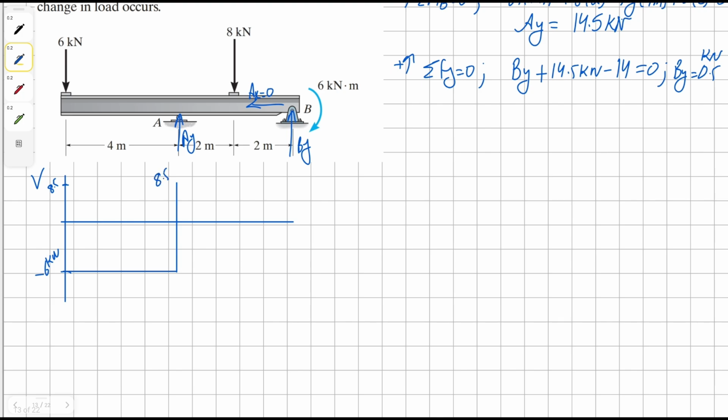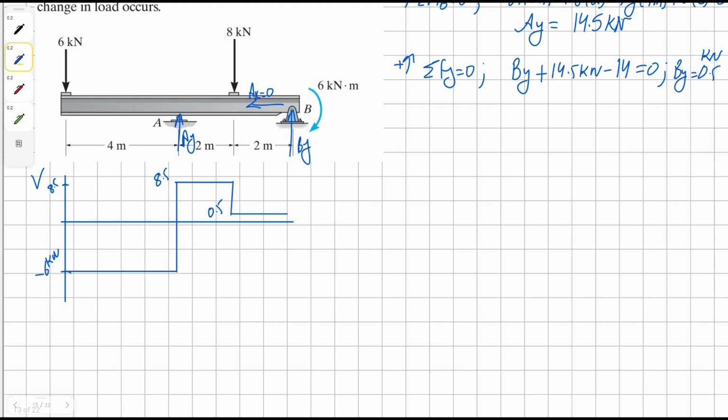And then we're going to move to the right for 2 meters. And then we encounter external reaction force of 8 kilonewton. So we're going to go down 8 kilonewton. And this means we are at 0.5 kilonewton now. And then we're going to proceed to the right again all the way till point B.